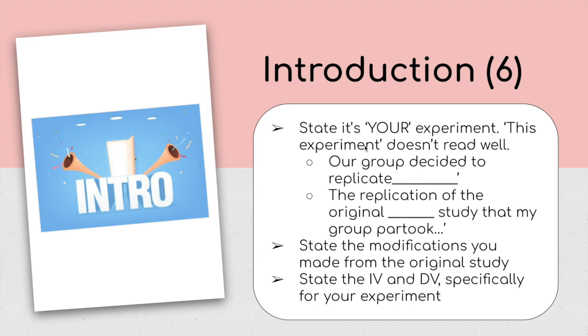I also saw a lot of people stating "this experiment". It's really unclear if you write that. Because a lot of you have done it, I question whether you were given a sheet of paper that said to do that. You have to be quite specific. Write "Our group decided to replicate" and then tell me what experiment you were replicating, or the replication of the original, and then tell me what the study was that my group partook in.